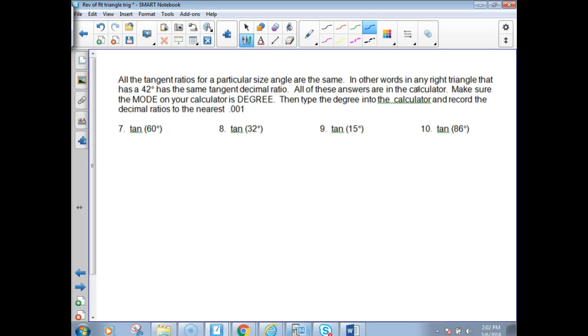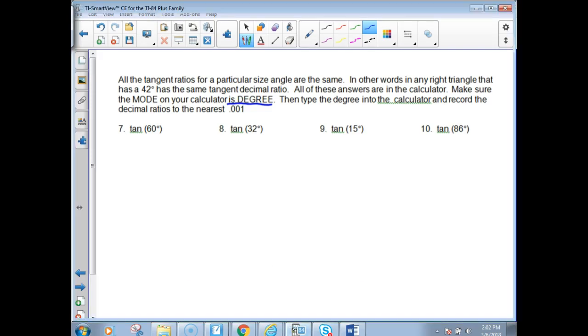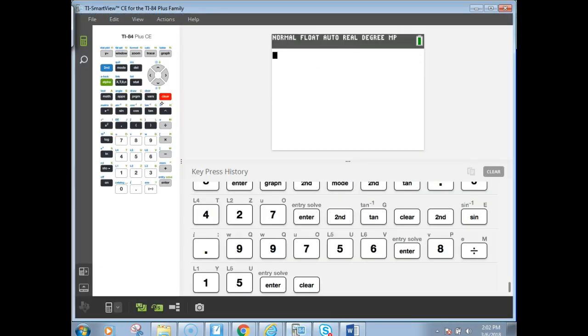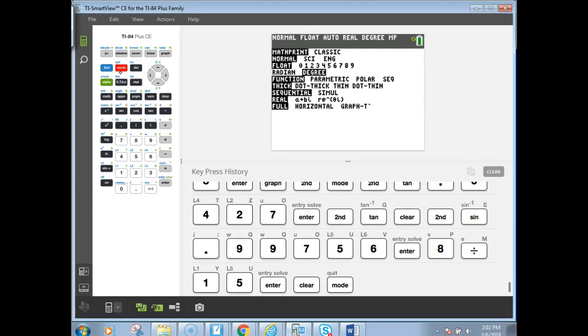All these answers are in the calculator. It's been programmed to do the ratios given the angles. Make sure the mode on your calculator is in degree. You might start getting some wrong answers if you haven't checked your calculator, so everybody needs to double check. If you would go to mode, please, you might have a calculator, especially if you borrowed one, that's not in the right mode. Put it in normal, not scientific. You don't want scientific notation. Put it on float so you get all the decimals. You can actually tell your calculator to round things for you by putting it on how many places you want.